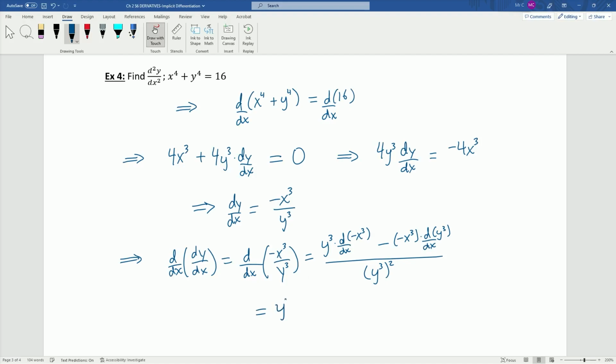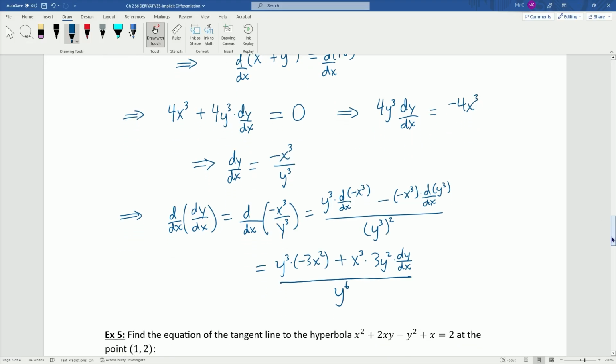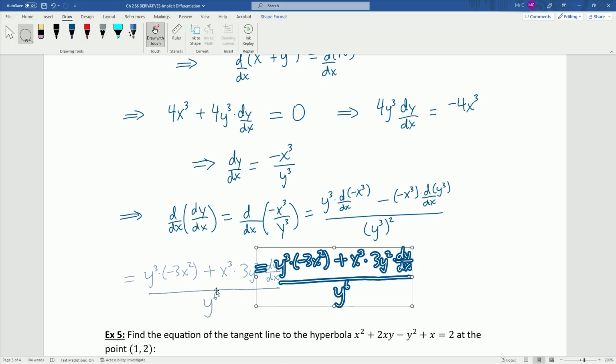This gives me y cubed times negative 3x squared, minus a negative, which becomes positive, x cubed times 3y squared times dy/dx, all over y to the 6th, right? That's a y cubed squared. And actually, let me just move that over to the left here a little bit, give myself slightly more room.